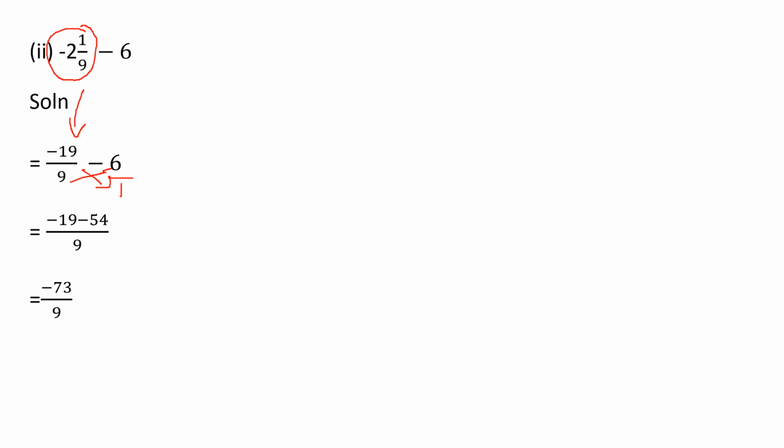The both are negative. So we will add and we will write the simple minus, right? So 19 plus 54, 73. So both are minus. So minus 73 by 9. Okay.